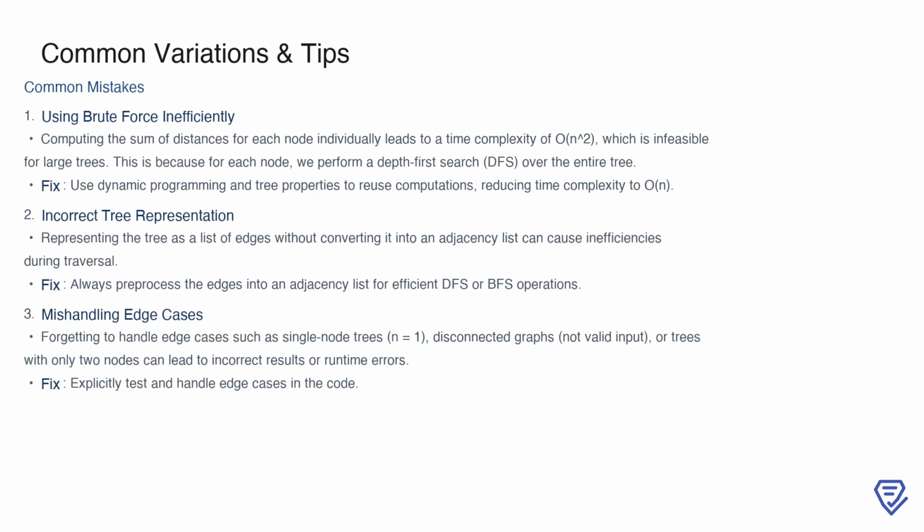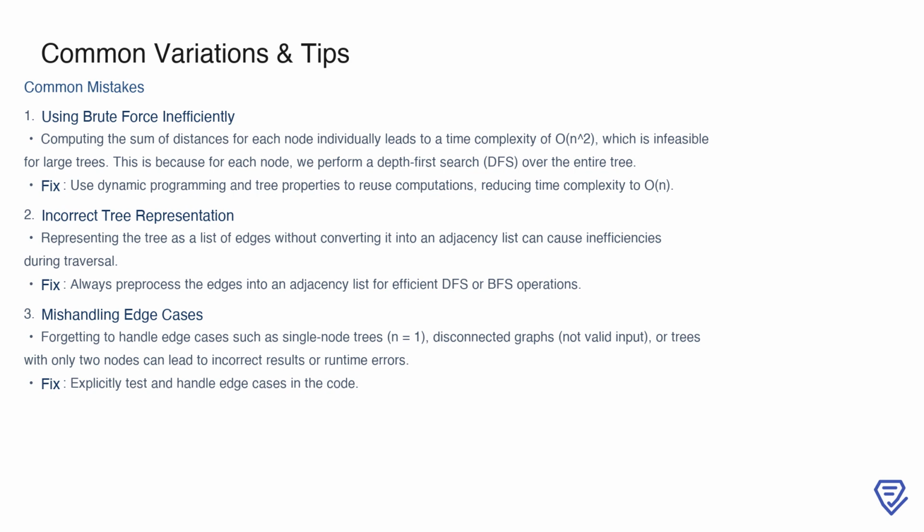When solving the sum of distances in tree problem, there are a few common mistakes to watch out for. One major issue is relying on a brute force approach, where you compute the sum of distances for each node individually. This involves performing a depth-first search for every node, resulting in a time complexity of O(n squared). For large trees, this becomes infeasible. Instead, you should use dynamic programming and the properties of trees to reuse computations, which can bring the complexity down to O(n).